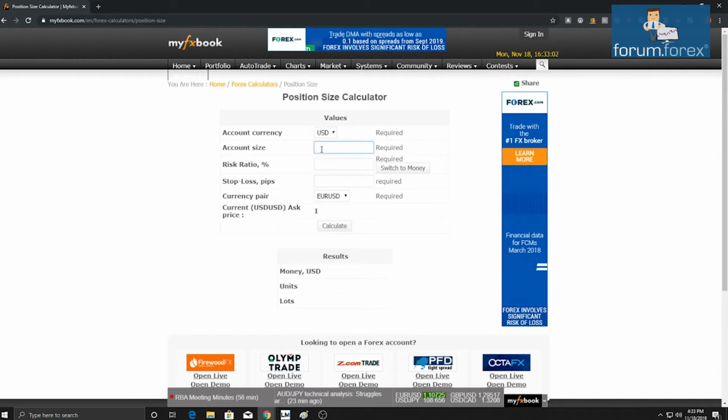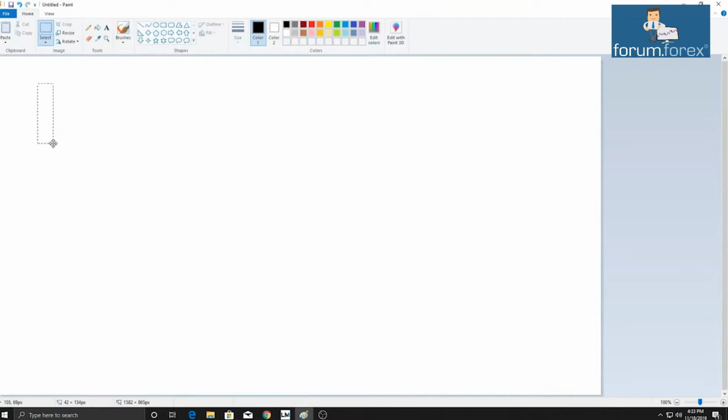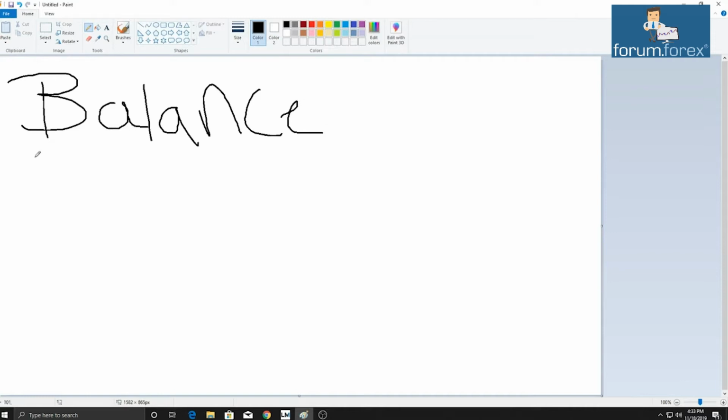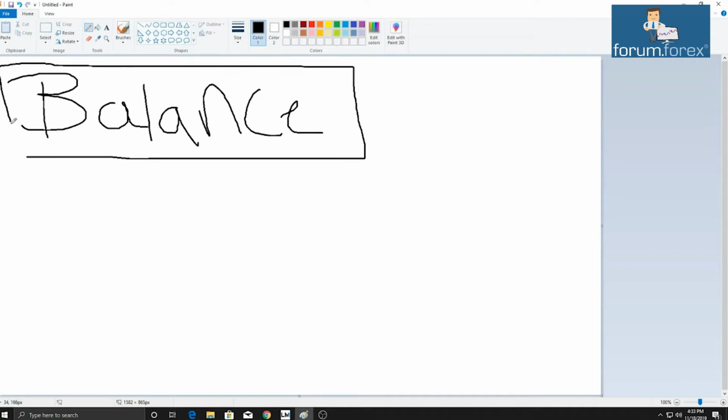First things first, you must know the balance on your account. The first thing to remember is people tend to use equity sometimes to find their risk. You want to always know what your balance is. Don't pay any attention to your equity. What is your balance at the time of entering the position? The first thing you're going to look at is your balance.